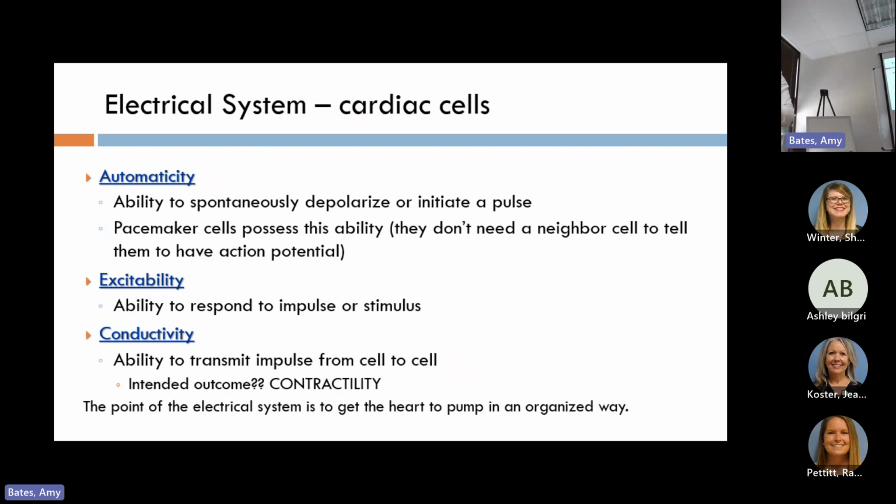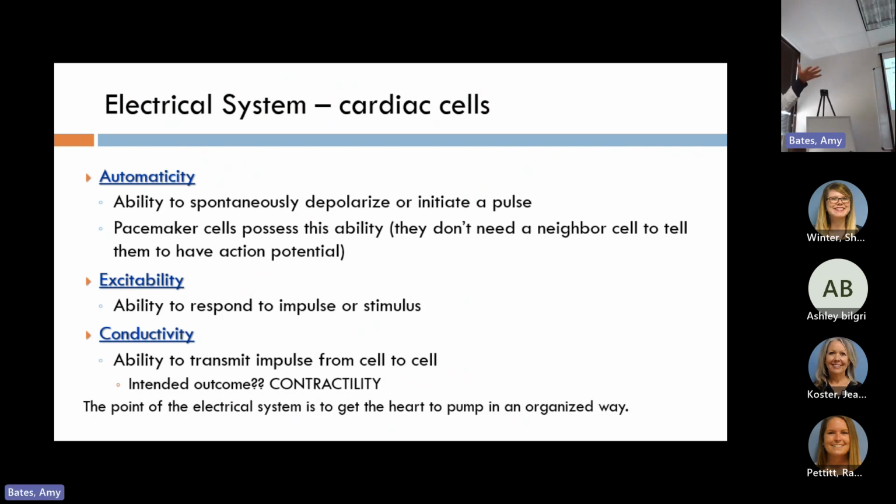And then the electrical system. So we have plumbing and we have electricity. All the electrical activity of the heart: the cardiac cells have automaticity. They have the ability to spontaneously depolarize and create an impulse. At rest, the cells are sitting there polarized. They've got all this energy. They're just waiting to release that energy. And that's what causes the pulse to happen.